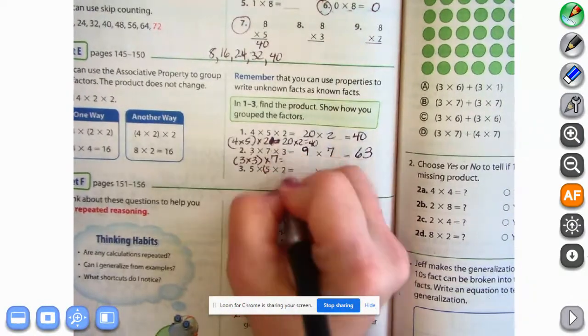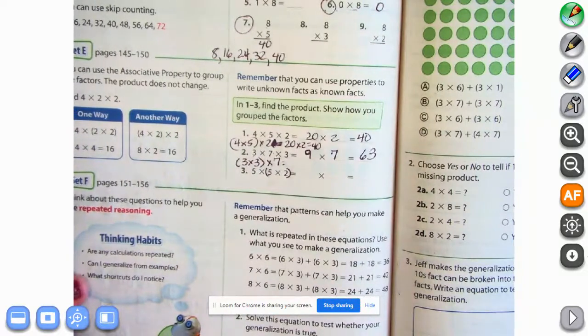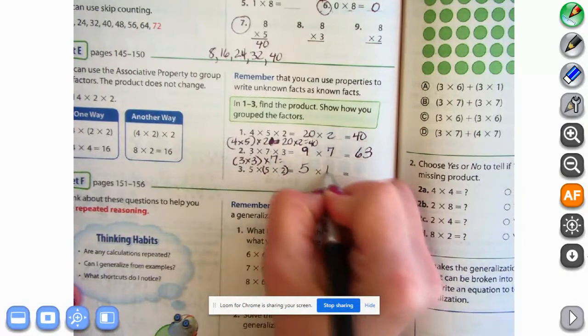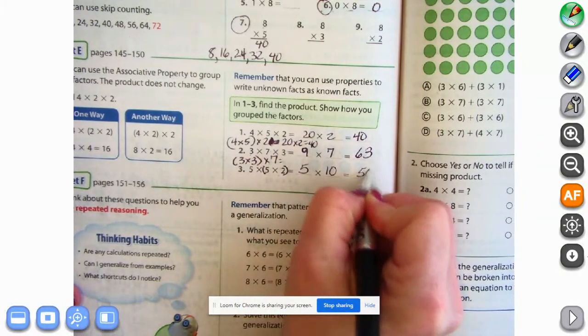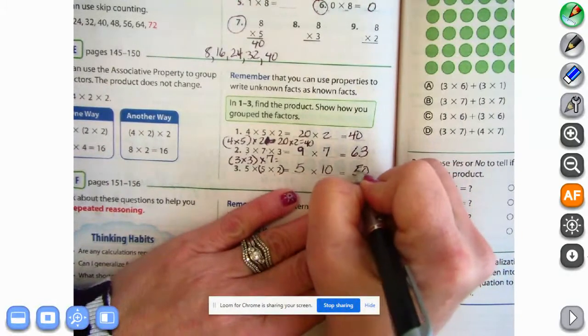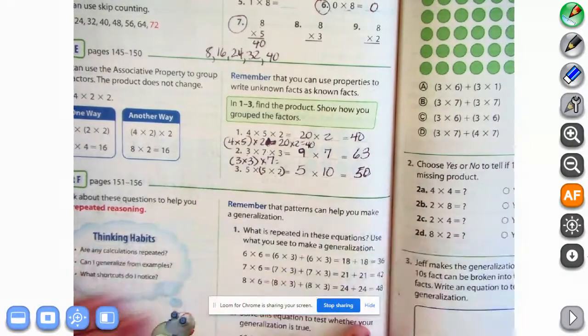Well, let's put the parentheses around this part right here. 5 times 2 is 10. 5 times 10 is 50. Okay, go ahead and get that written down.